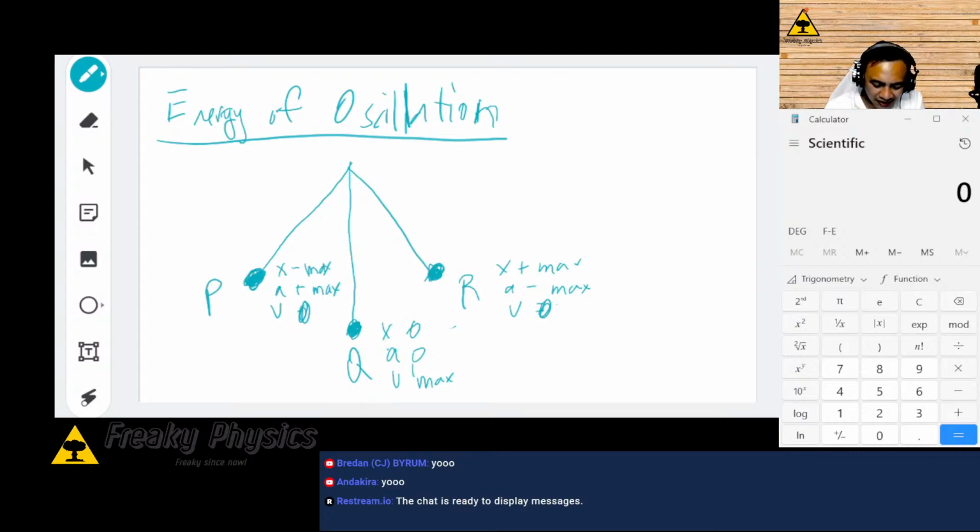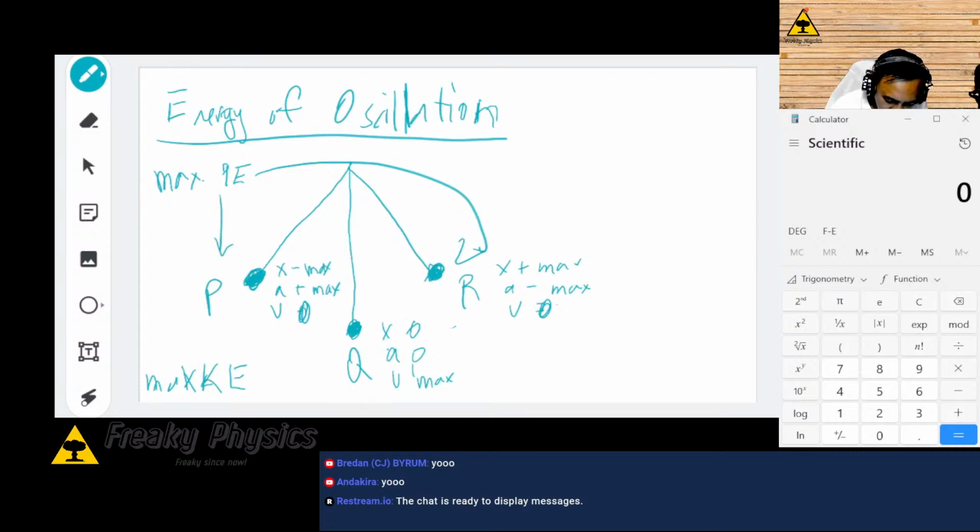So think about it this way. In this particular case, where do you have maximum potential energy? At P and R, exactly. So the maximum kinetic energy is going to be here at Q. That makes sense because due to conservation of energy, if you don't push that pendulum regularly, and let's say it's ideal conditions, it's just going to swing back and forth between P and R forever.